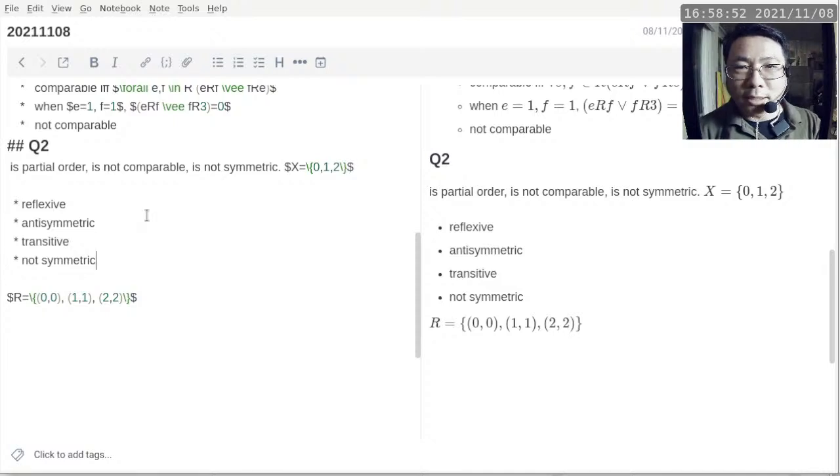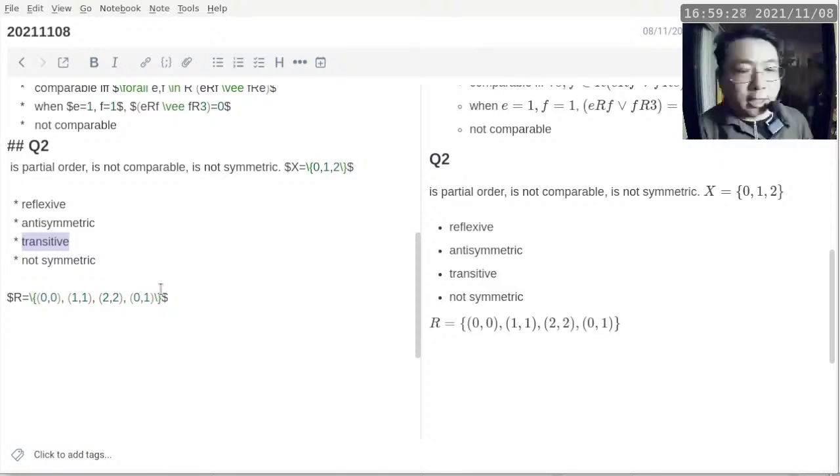Alrighty. Okay, so we just want it to be not symmetric. So that means we just have to add something like that, right? So let's double check. Is it still reflexive? Yes, it is still reflexive. Is it anti-symmetric? Yes, it is still anti-symmetric, because until we have 1, 0 in it, there's no way for this to be not anti-symmetric. Is it transitive? Yes, it is transitive. Is it not symmetric? It is now not symmetric.